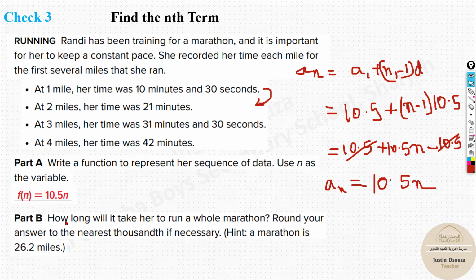Now they're asking how long will it take her to run a whole marathon? Round your answer to the nearest thousandth if necessary. Now here the marathon is how many miles? 26.2 miles. So basically you just have to put 26.2 instead of n. So here 10.5 times 26.2. You have to just multiply this.